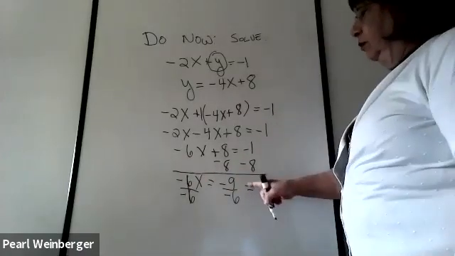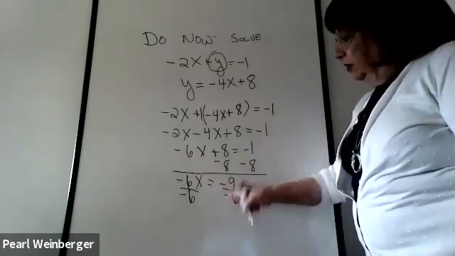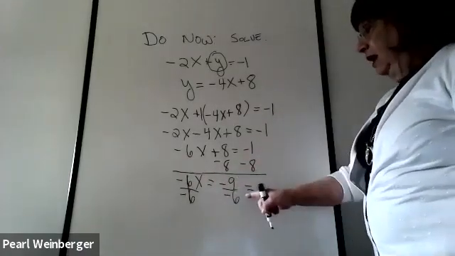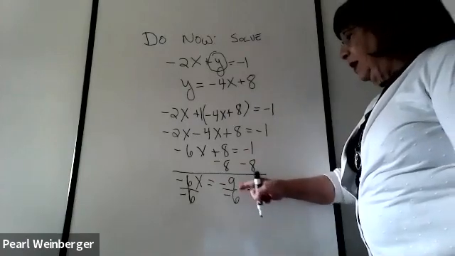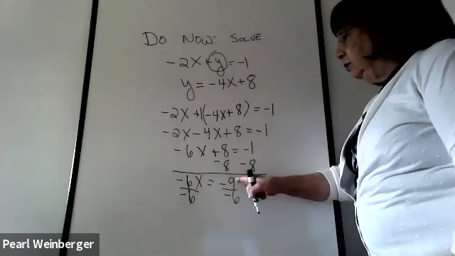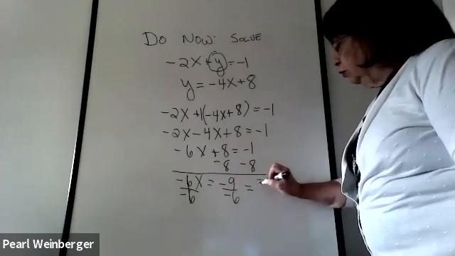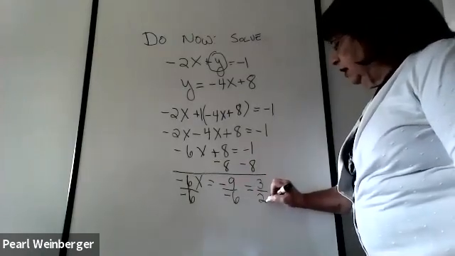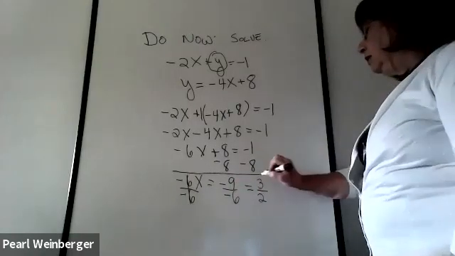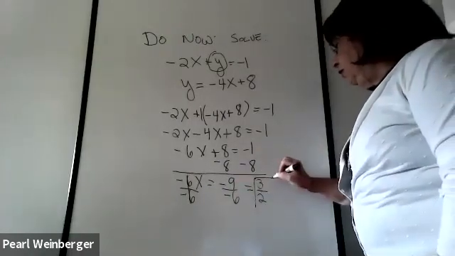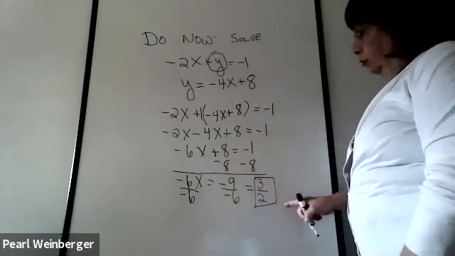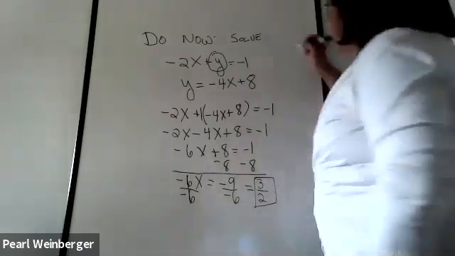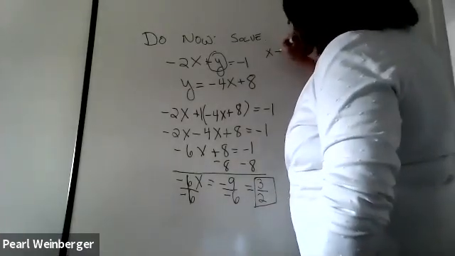Of course, we can reduce it. First of all, negative over negative becomes positive. And I can divide both the top and bottom by 3. So 9 divided by 3 will be 3, and 6 divided by 3 will be 2. And again, negative over negative is positive. So my value for x is 3/2. The x equals 3/2.